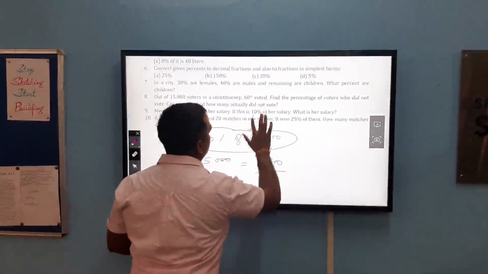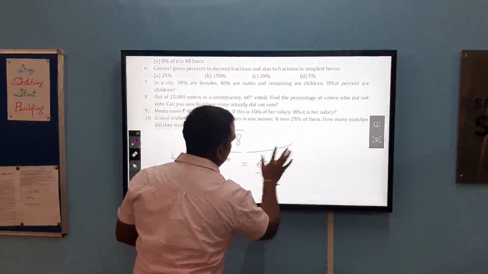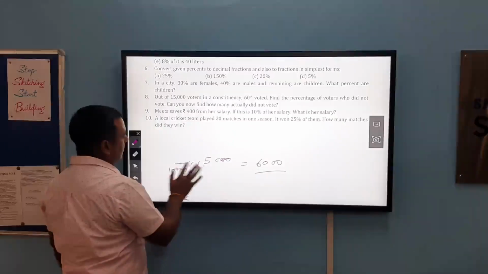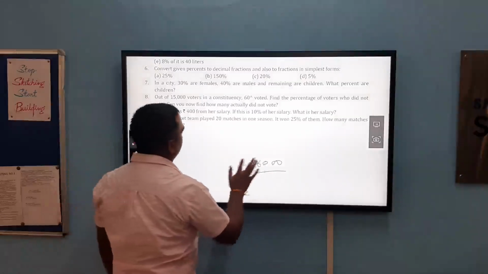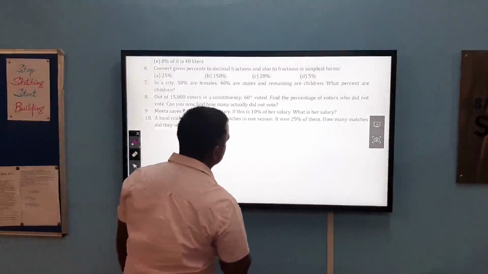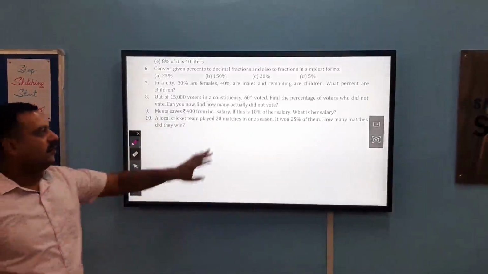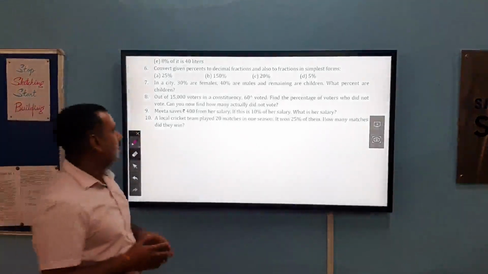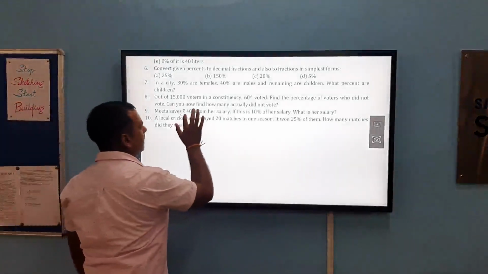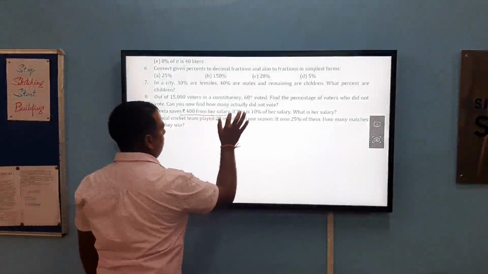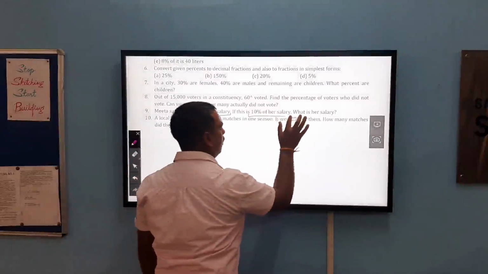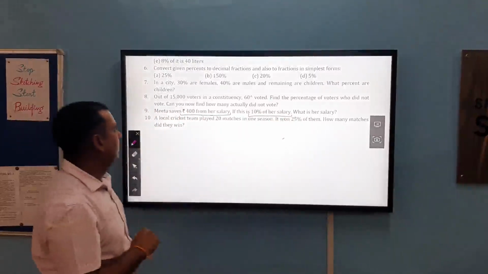Now the next question is question number 9. In this question, Nita saves rupees 400 from her salary. If this is 10% of her salary, what is her salary? In this question, the savings of Nita are rupees 400 and it is 10% of her salary, and we have to find her salary.